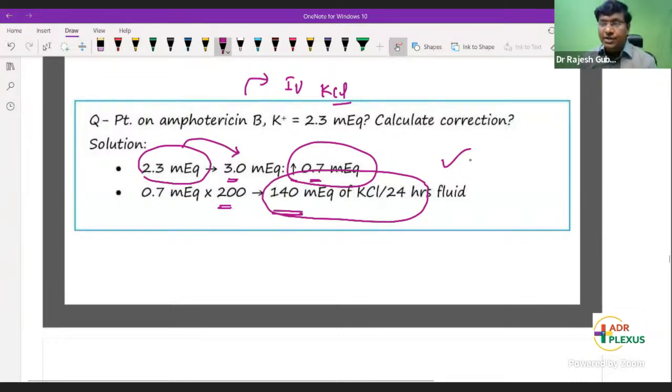I will show you some questions in order to get familiarized. What is the potassium requirement? How to calculate the potassium requirement? So we will do some MCQs.